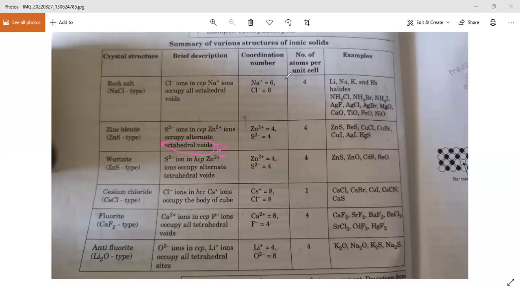So there is no other go, you have to remember compulsorily, because there will be some questions in the previous year questions also on this topic.